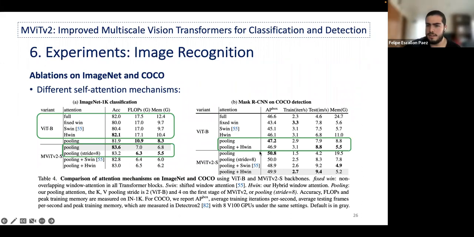Here in the Mask RCNN on the COCO detection, they show the same that I was mentioning: although the pooling and H-Win is not the best performance, they have a better trade-off. So they focus a lot, in some cases, on the trade-off when it's something they propose, but when they do better than other methods, they do not mention the trade-off at all. So for instance, here they do not outperform the normal pooling, but they mention that this is the best method because it has a better trade-off.